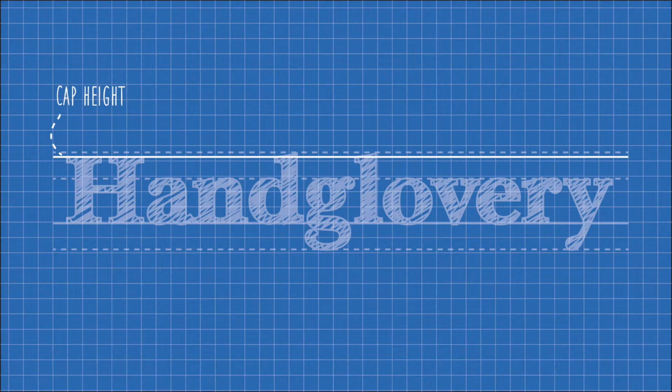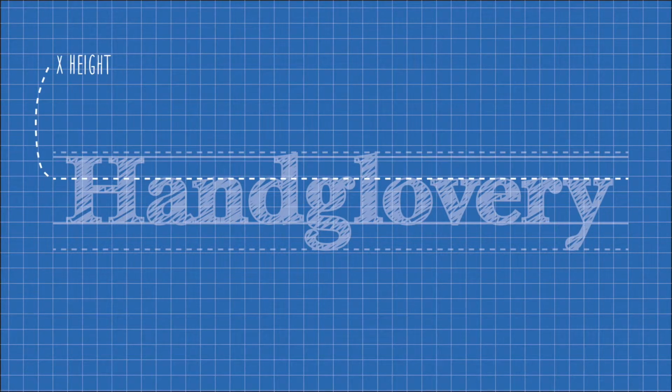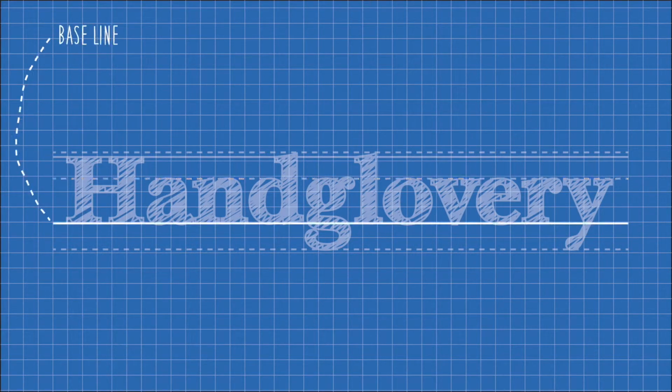Cap height, the height from the baseline to the top of the uppercase letters. All letters have the same height and are aligned to ensure consistency. Some letter forms sit slightly above the cap height in order to appear the same size. X height, the measurement of which the body of lowercase letters aligns to. It is usually defined by the crossbar on the T or the height of the X.